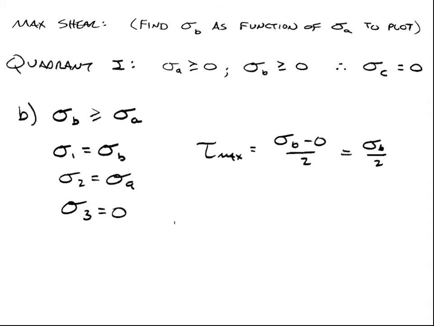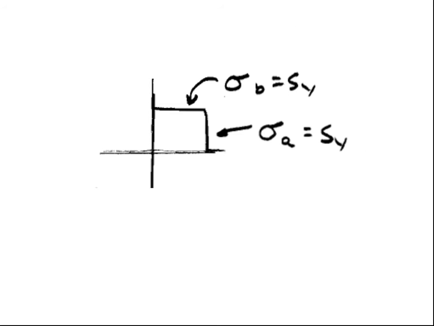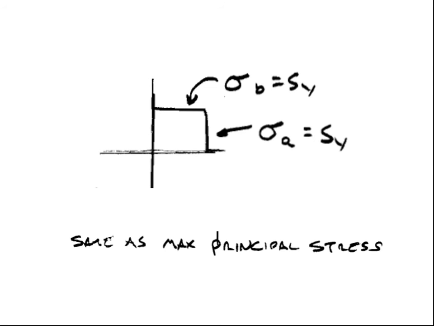And also staying in quadrant 1, but now saying what if we flip those around such that sigma B is bigger than sigma A, then our maximum shear strength is going to be sigma B divided by 2. And applying the same logic here, 2 times tau max being equal to the yield strength, that says sigma B is equal to the yield strength. And so our plot for quadrant 1 looks exactly the same as it does for the maximum principal stress criterion.